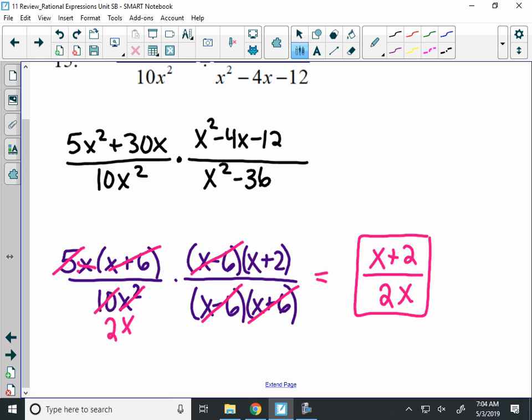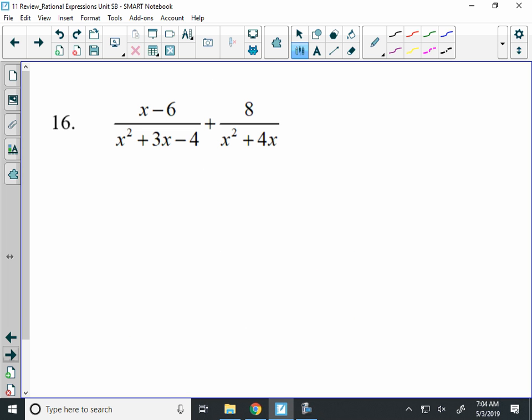All right, 2 more problems. Number 16, I am adding rational expressions. So in order to do that, I need a common denominator. To find the common denominator, I have to factor first. So let's see what we would have. 2 numbers that multiply to negative 4 and add to 3. Positive 4 and negative 1. And then the factor on the right here, when I factor on the right, I get x times x plus 4. This is a very similar problem to number 13.